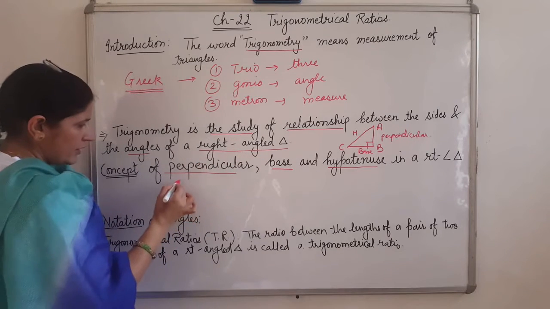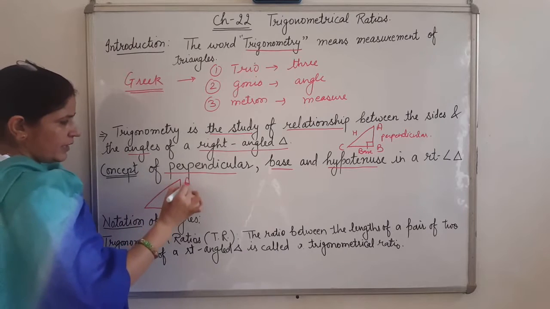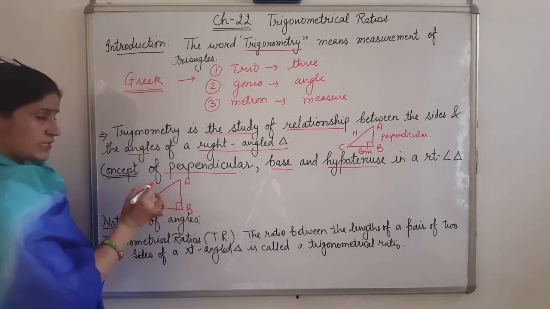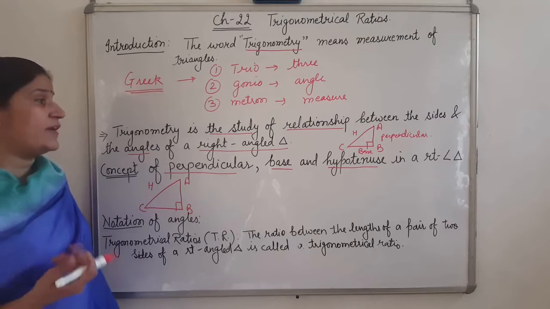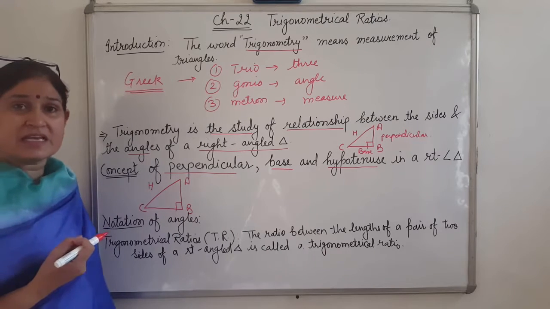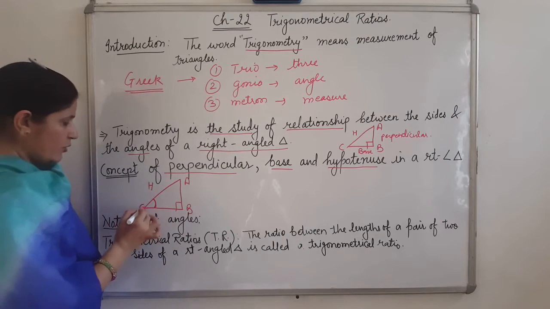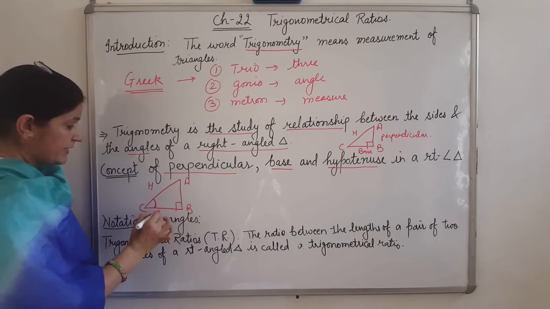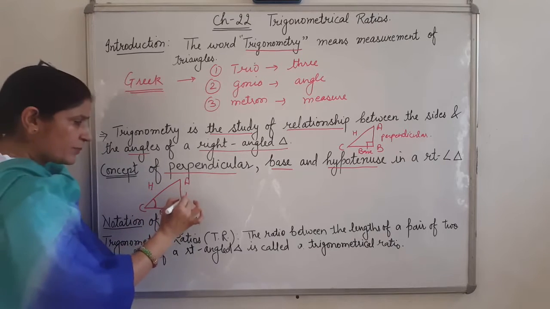I have told you, in a triangle ABC, where angle B is 90 degree, opposite to this is the hypotenuse. Now how we come to know which side we have to take as base or which side we have to take as perpendicular? So you see this side. If you are finding value of angle C, the adjacent side, which is BC, we will take as base. And the side opposite to this angle is perpendicular.